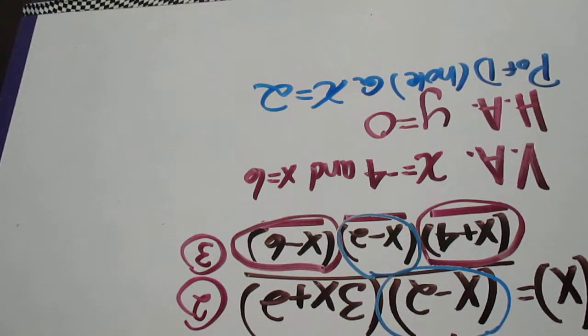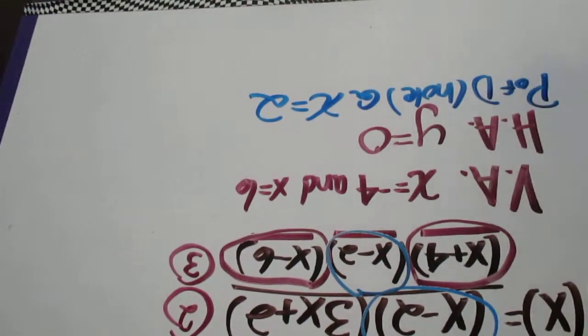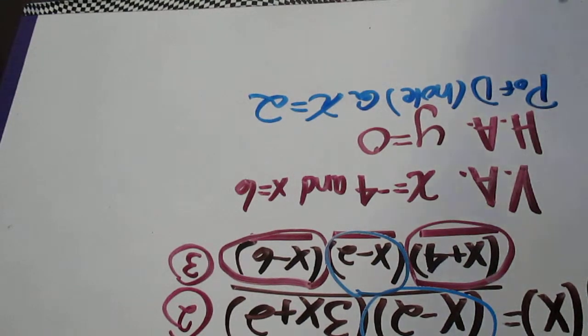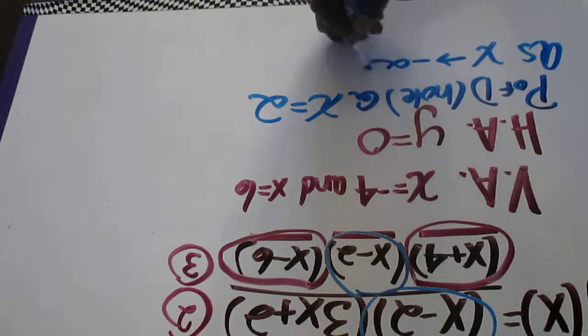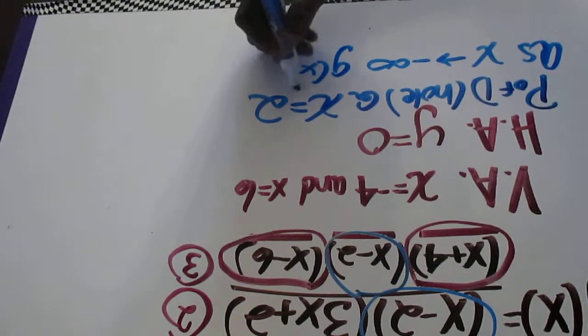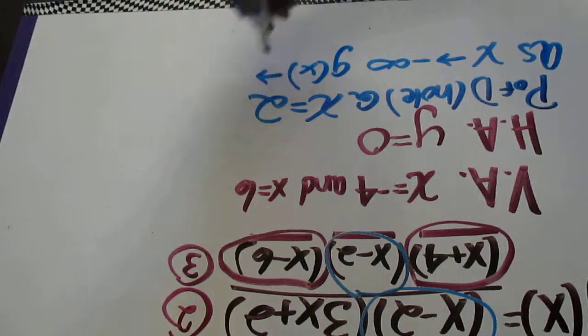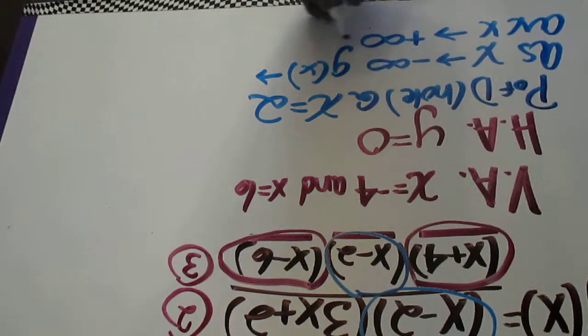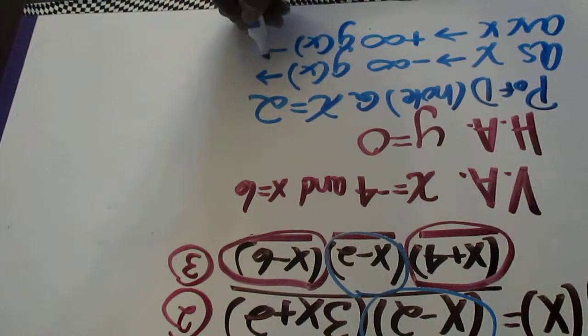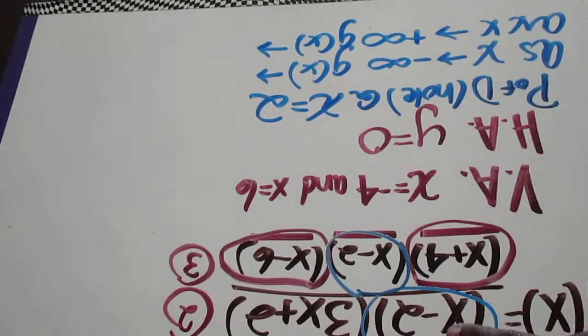And last, it says describe the end behavior as x approaches negative infinity and as x approaches positive infinity. Alright? So, as x approaches negative infinity, what's going to happen to g of x? As x approaches positive infinity, what happens to g of x? So let's look at this.